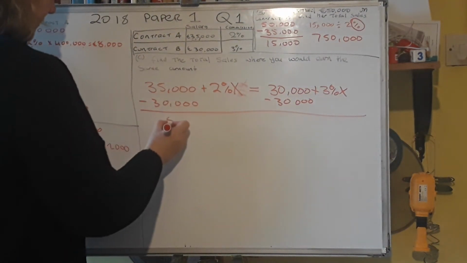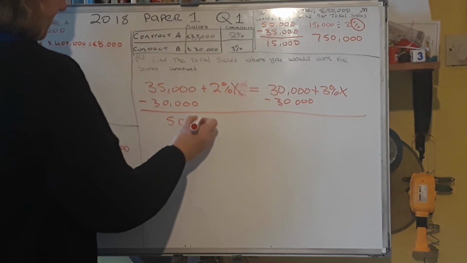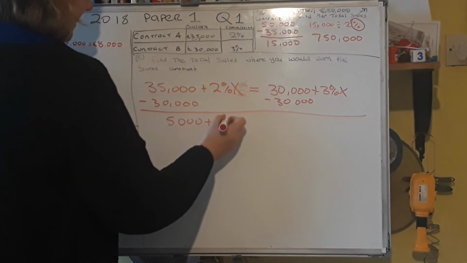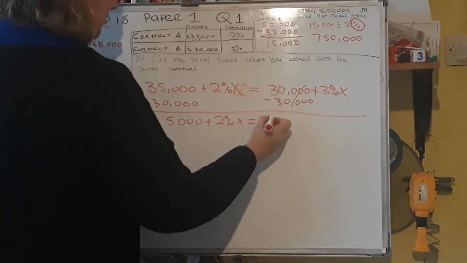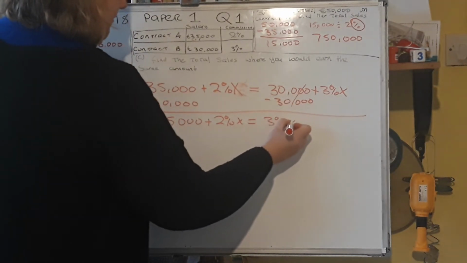So we're left here with 5,000 plus 2% of X equals, that's gone, so 3% of X.